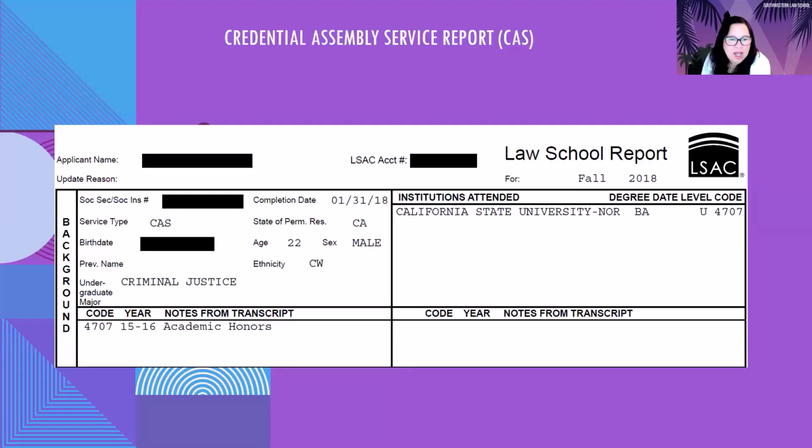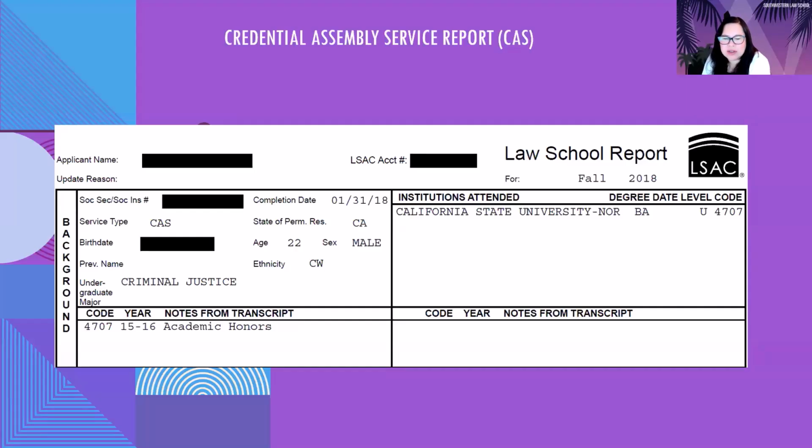So here we're looking at the top third. You can see here that it would have your name, your LSAC account number. It will tell us your undergraduate major, your gender, your sex. Now, ethnicity, this happens to be an older screenshot, so it does say ethnicity, but in reality, we actually don't see that anymore. It's suppressed. You can see that it says the institutions attended, so where you went to school.